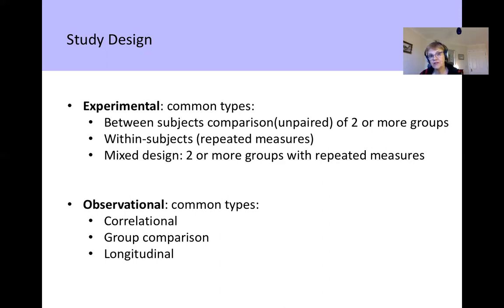If you're doing observational studies, quite often they're correlational. Regression analysis is really just an alternative approach to that. You may be doing some sort of group comparison from observation of naturally occurring groups, or you may be looking at longitudinal data. So there's a repeated measures element to that.